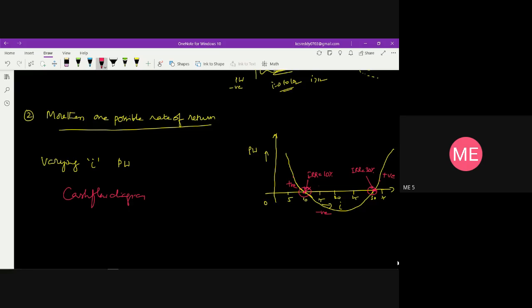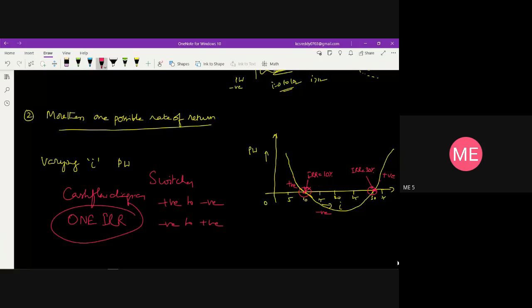So we are switching from positive to negative, then negative to positive. It is switching more than once. So that project will have more than one IRR. The project which switches from positive to negative, then more than once from negative to positive, has more than one IRR. More than one IRR will be present in the cash flows of the given alternative.